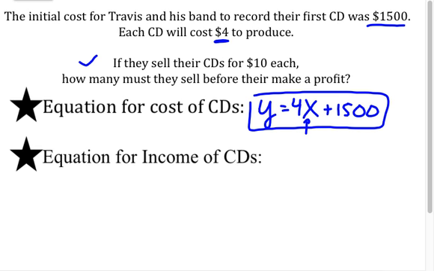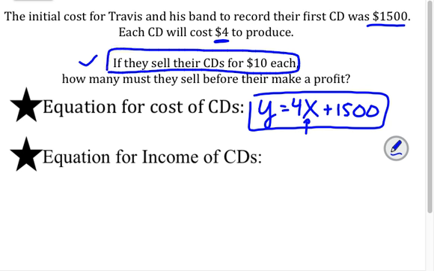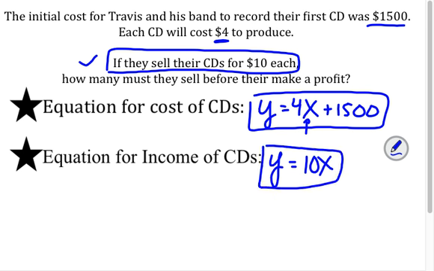The equation for income of CDs would be right here. If they sell their CDs for $10 each, they make $10 for each CD. So how much money they're going to have coming in, that's y again, would be 10 times x, or 10x. Both these equations are in linear form, y equals mx plus b form. You're either going up or down. In this case, it's $4 per CD cost, but there's $10 coming in. So you're making about $6 a CD, but you also have to figure in the initial $1,500.